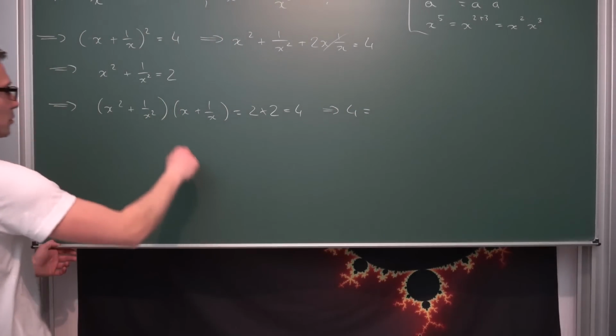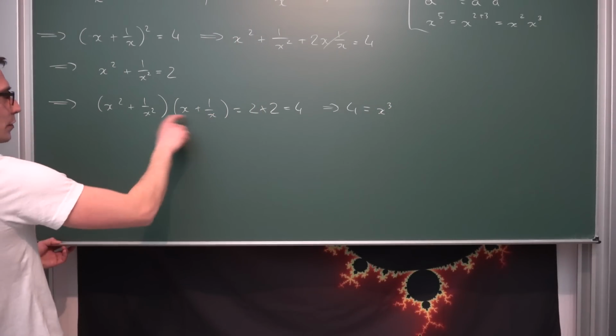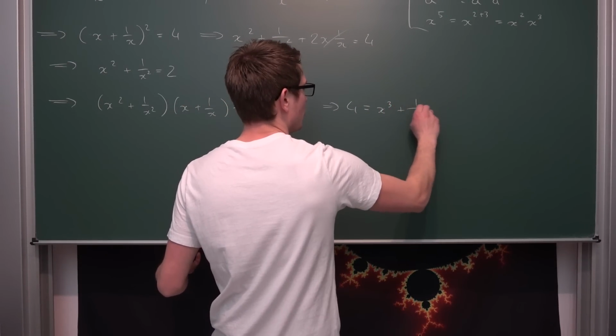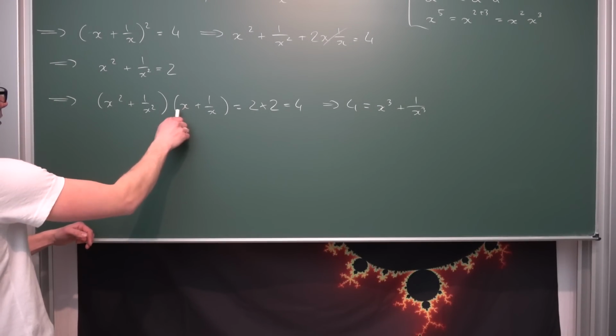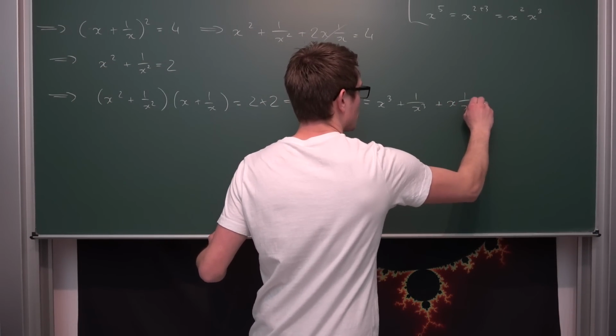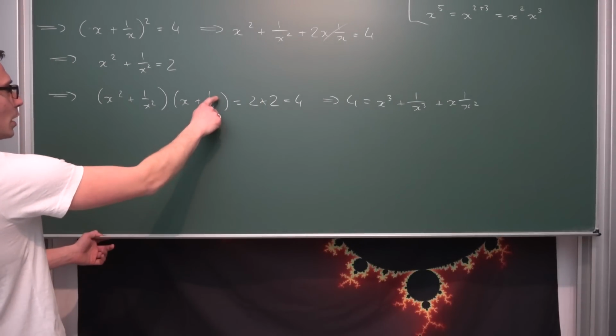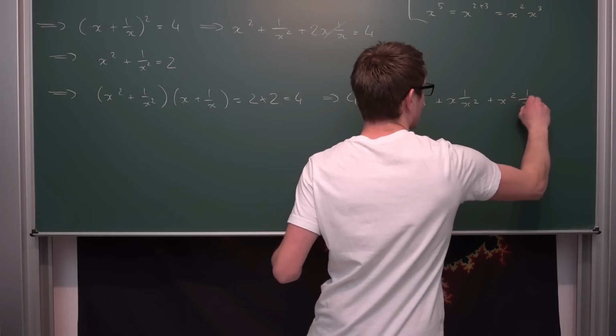So 4 is hence equal to x times x squared is going to give us x cubed. Same thing with the 1 over x parts, giving us plus 1 over x to the 3rd power. Now, then we are going to get x times 1 over x squared, so plus x times 1 over x squared, and also the other way around, 1 over x times x squared, plus x squared times 1 over x.